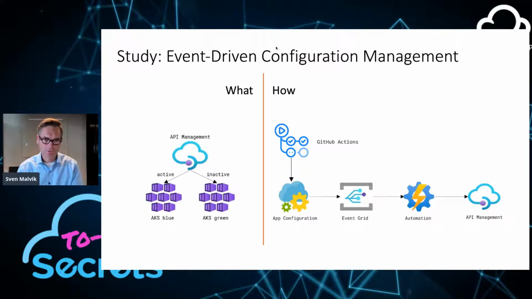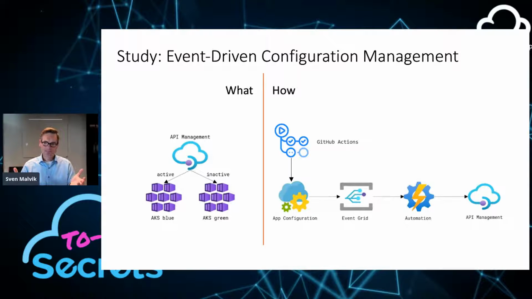Let's do this first, because this is the most interesting part anyway. Event-driven configuration management. What we did at VIPS, we have two AKS clusters, Azure Kubernetes clusters. We have an active one and we have an inactive one. The active one serves basically every request.